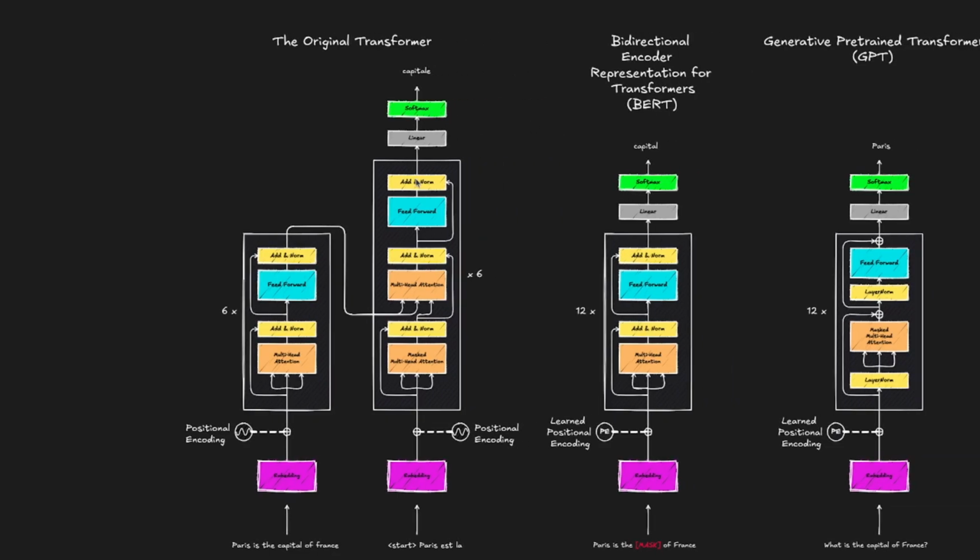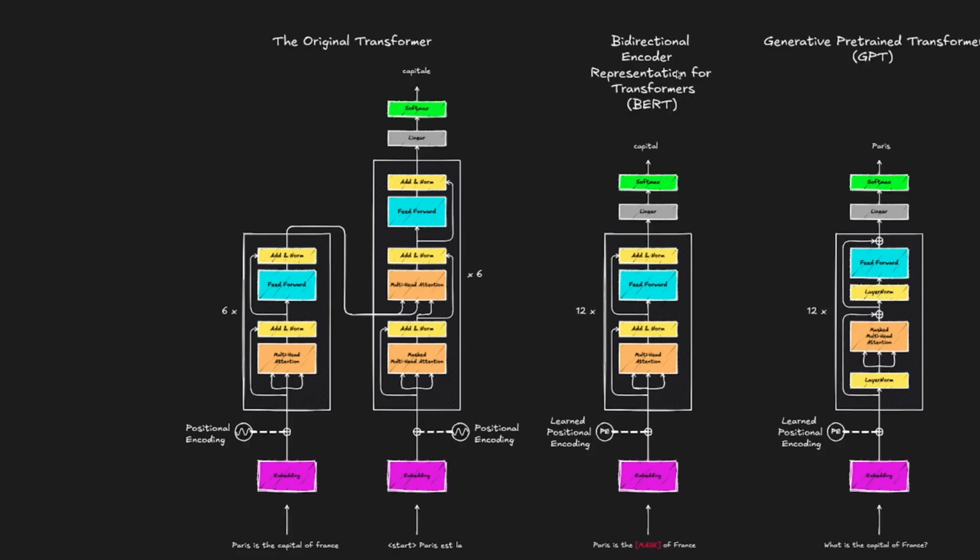So Google introduced BERT. BERT is different from the original transformer because it's an encoder-only transformer. Basically, in BERT, they got rid of the decoder and said, "Hey, let's build something." And BERT stands for Bidirectional Encoder Representations from Transformers.